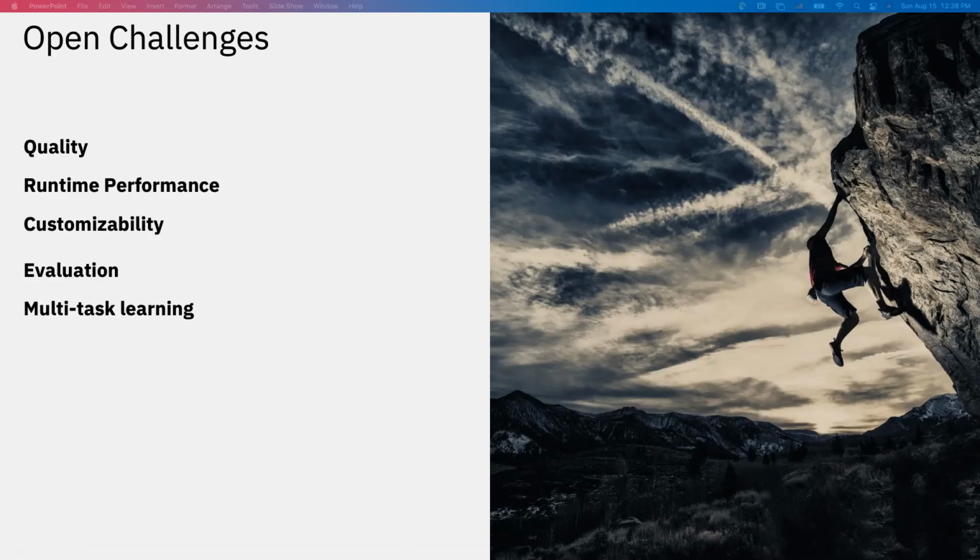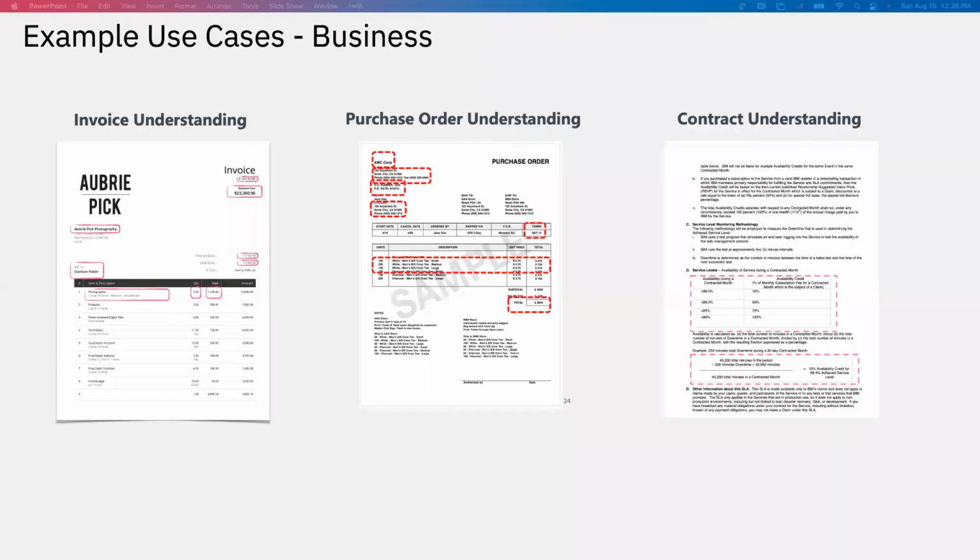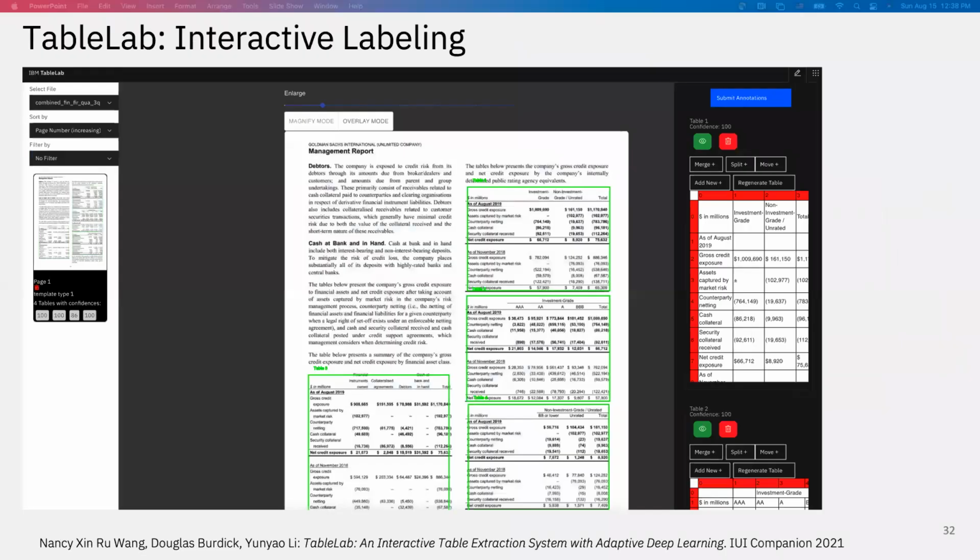Hi, great talk. I was curious about the type of feedback that users give in TableLab. I wasn't entirely clear. Are they correcting the structure that was extracted, or are they just saying yes or no, it's good or bad, or what sort of feedback is it?